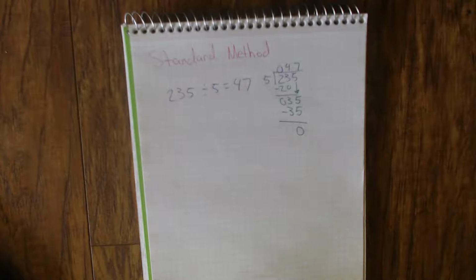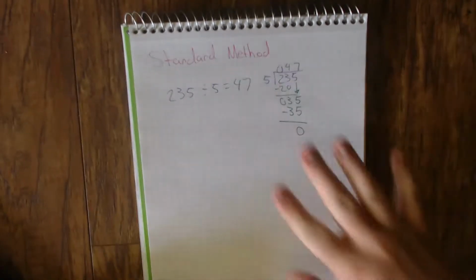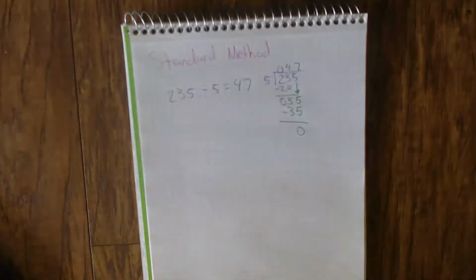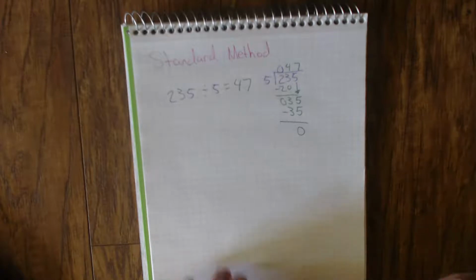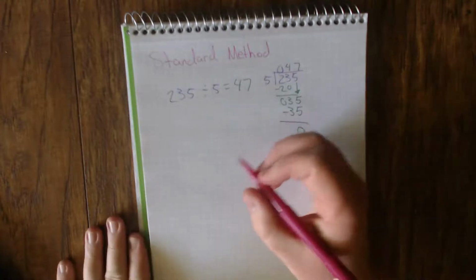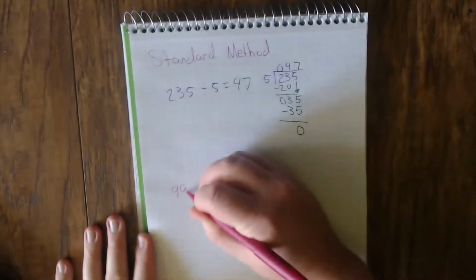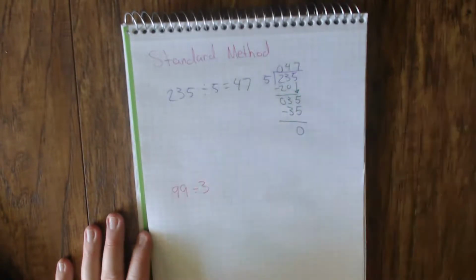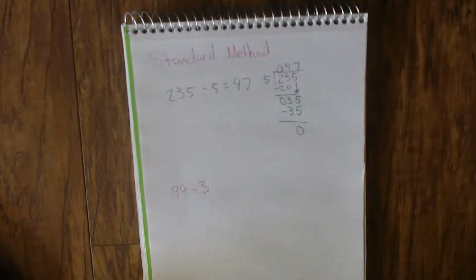Okay, now I am going to do one problem all 3 ways and kind of show how they grow into each other. So let's see. Let's pick another one. What numbers do I want to do? I want to do 99 divided by 3. I feel like that's a good combination of the numbers that I can show all 3 different ways.